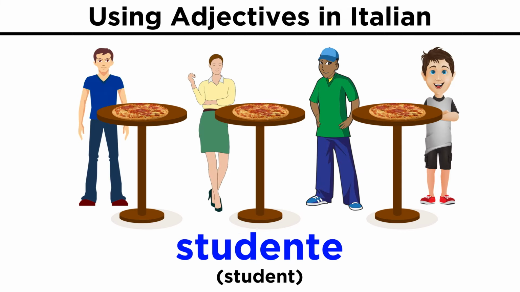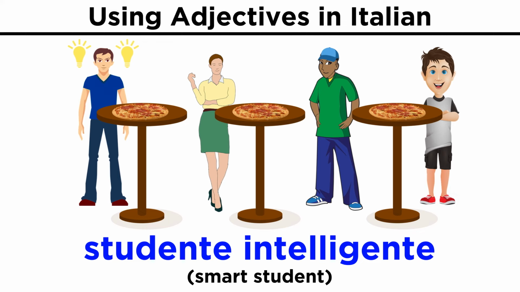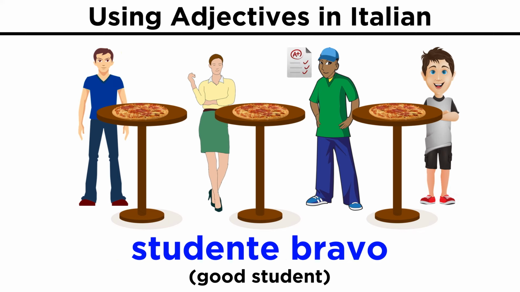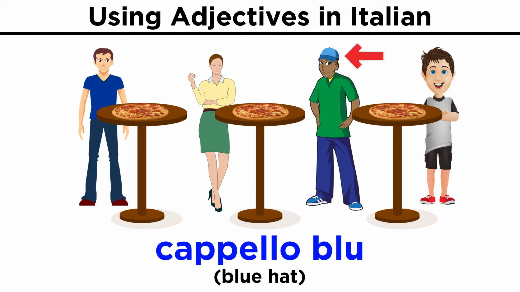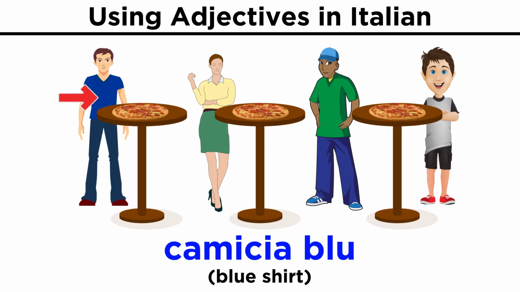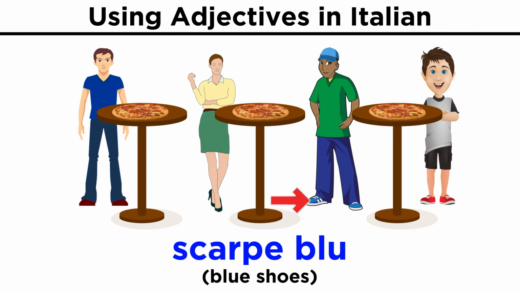Students love eating pizza. What kinds of students are here for a snack? Studente intelligente. Studente bravo. But they're all quite tall. Studenti alti. What are they wearing? Cappello blu. Camicia blu. Scarpe blu.